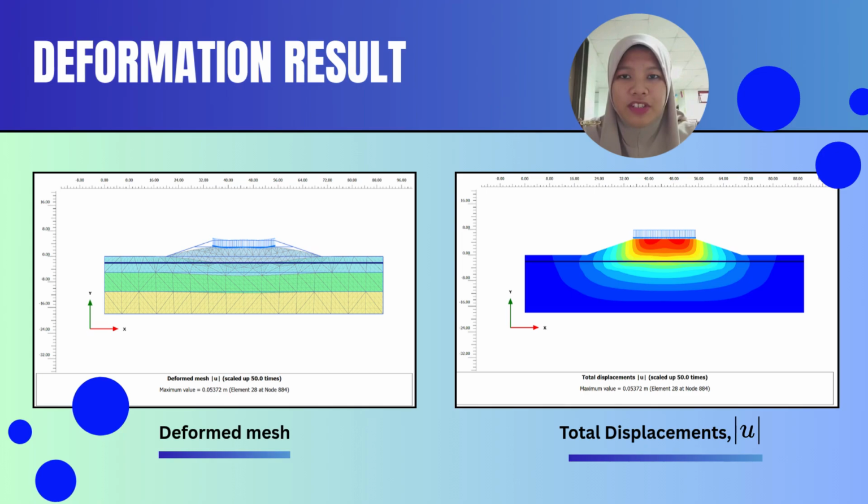From the deformation results, the deformed mesh and total displacement contours show that the maximum settlement occurs beneath the center of the embankment and decreases towards the sides. This indicates that the applied embankment load is mainly transferred to the underlying clay foundations.